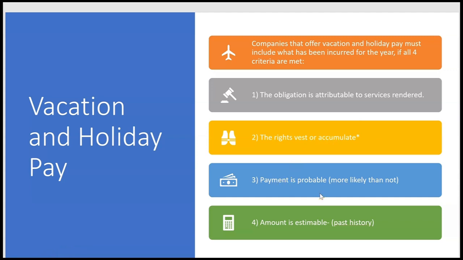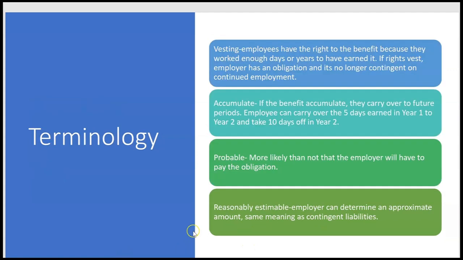So GAAP requires a company to accrue for this compensated absence, recognize the expense before it's actually paid, if three, the payment is probable, more likely than not. And four, the amount has to be estimable based on past history. Now, some of the terminology: vesting means employees have the right to the benefit because they worked enough days or enough years to have earned it. If rights vest, then the employer has an obligation and it's no longer contingent on continued employment.